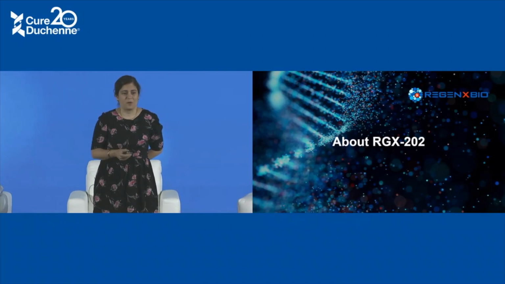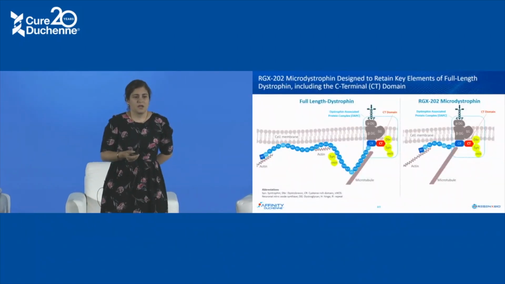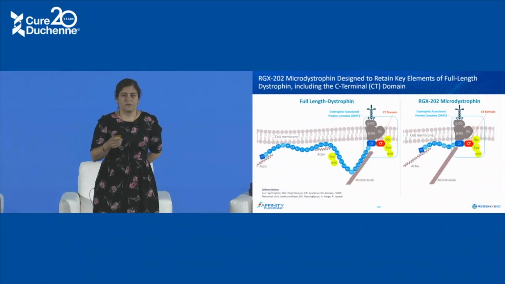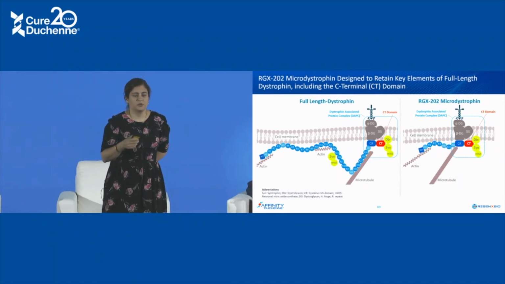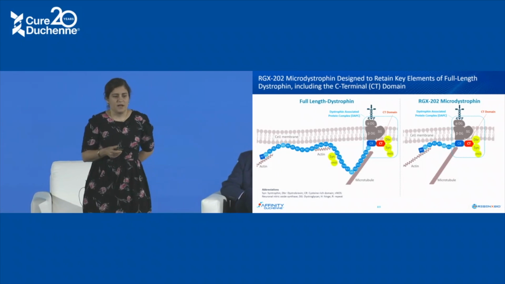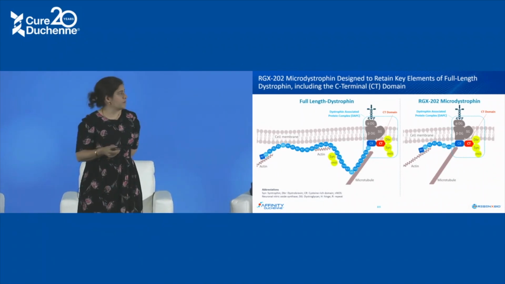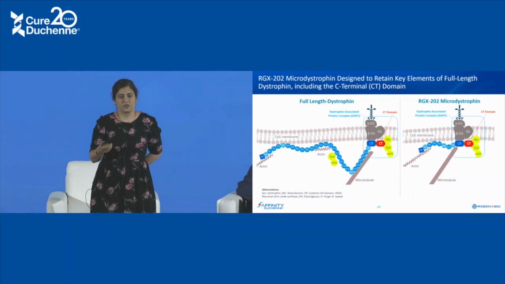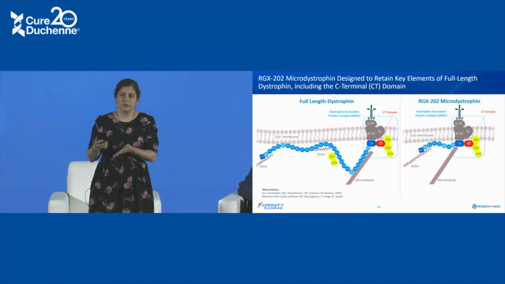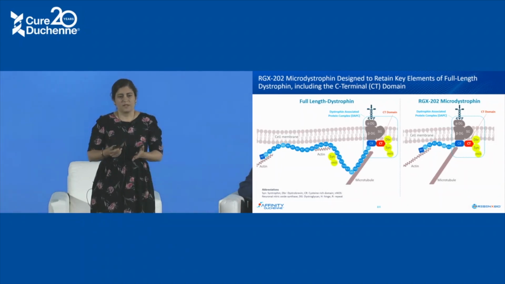So I'll tell you a little bit about our product. Our microdystrophin is a little different from the other ones that you've seen. We have designed it to retain key elements of full-length dystrophin and include coding regions for the C-terminal domain. So you can see what full-length dystrophin looks like over here to the left. And our microdystrophin, also known as RGX-202, is modified similarly to the other companies, but what we've done is we've included some other elements which include the C-terminal domain. So we're hoping that it anchors better to the sarcolemma, or the muscle membrane.